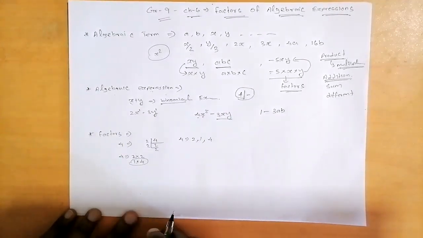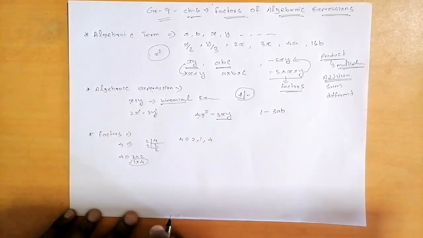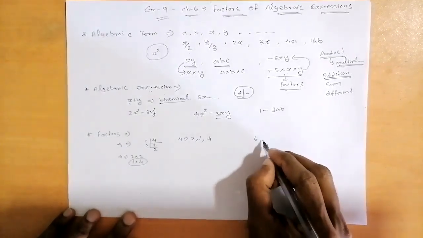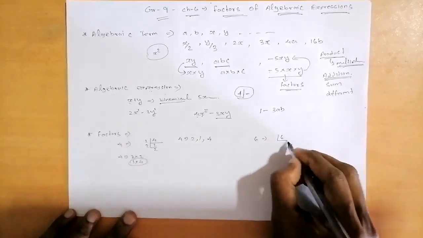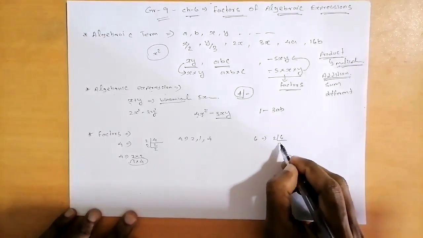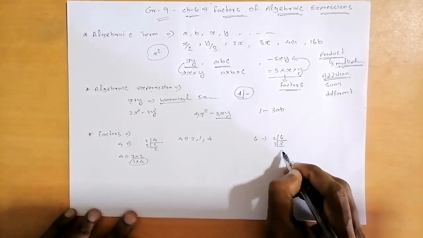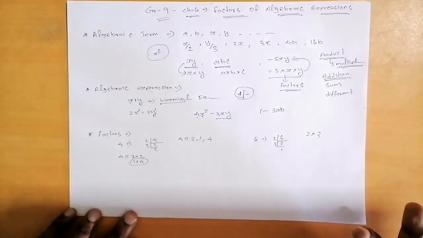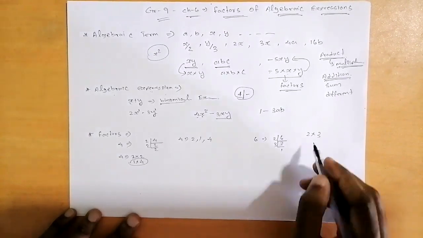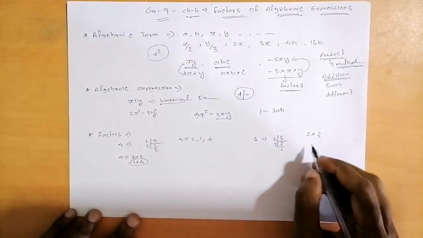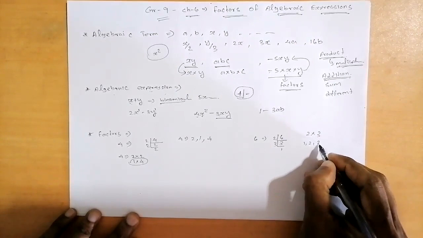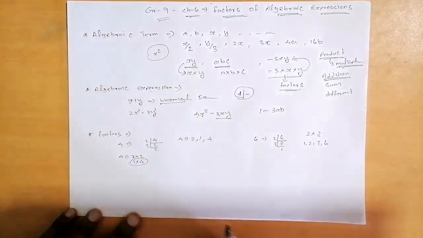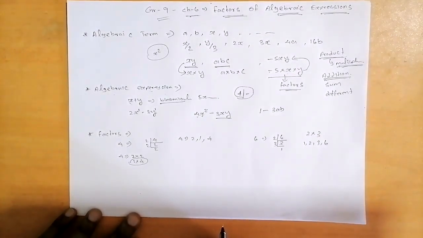Always the number is a factor of itself. So let's take 6. 6 divided by the prime numbers: divided by 2, it's 3; divided by 3, it's 2. So 2 into 3, it's familiar. 2 into 3 are factors of 6. So we can tell 1, 2, 3, 6 are factors of 6.